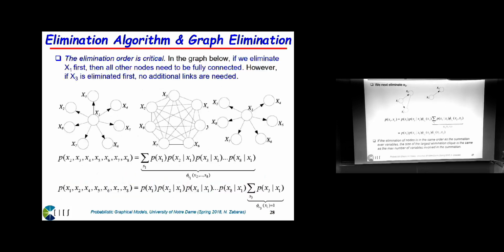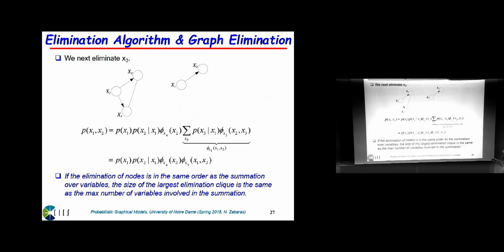Where are we? We have p of x3 given x1. No, actually I don't keep it. It's times 1 times the potential of x5 as a function of x2 and x3. I sum on x3, and then what is left is something that depends on x1 and x2. And this is my marginal distribution that I want to compute.